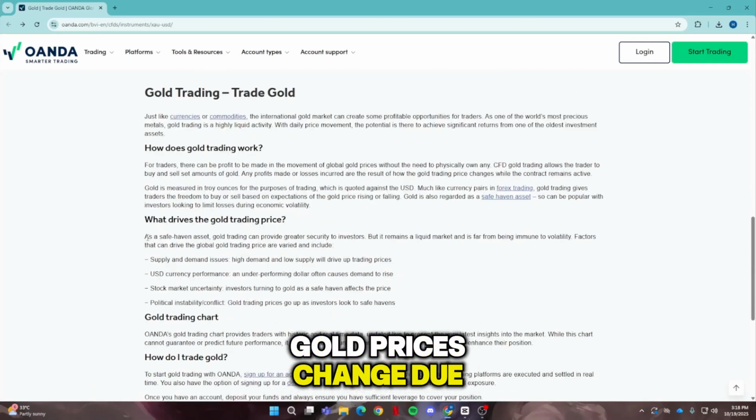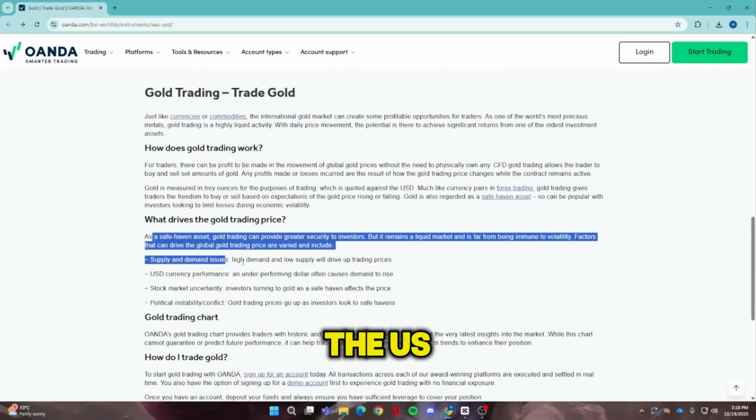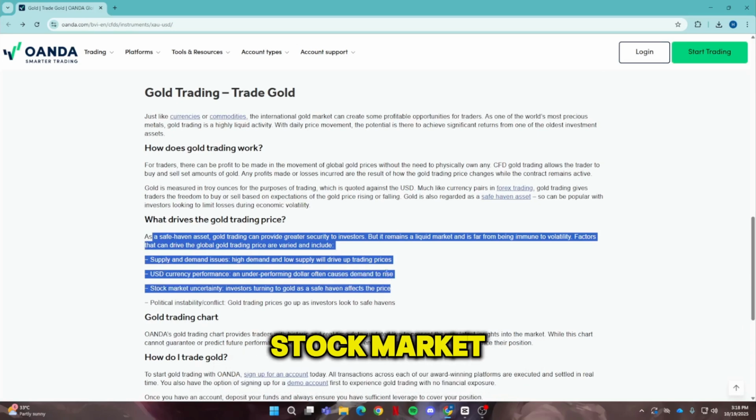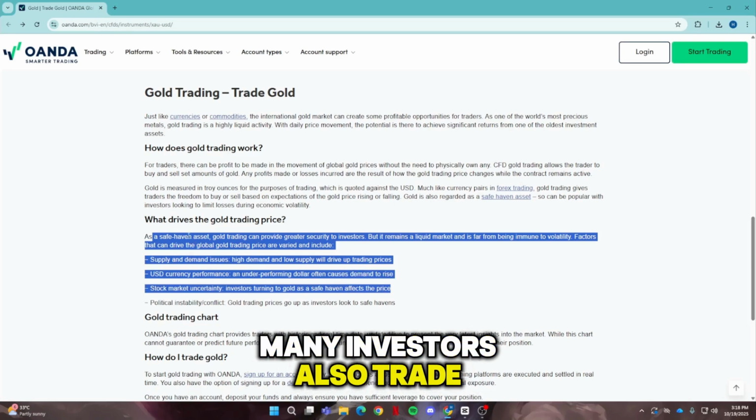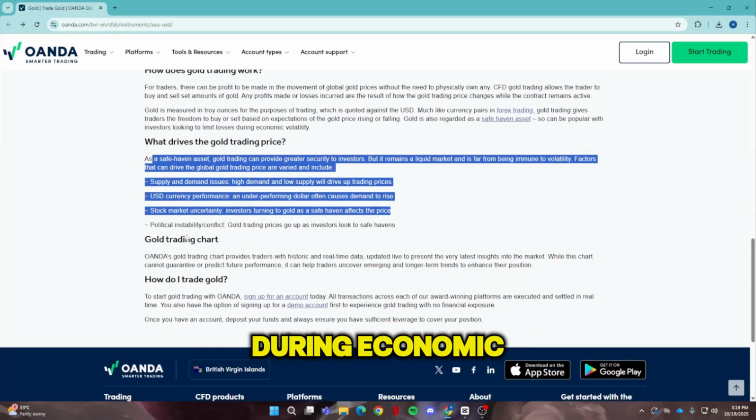Gold prices change due to things like supply and demand, the US dollar's strength, stock market uncertainty, and political events. Many investors also trade gold as a safe haven during economic instability.